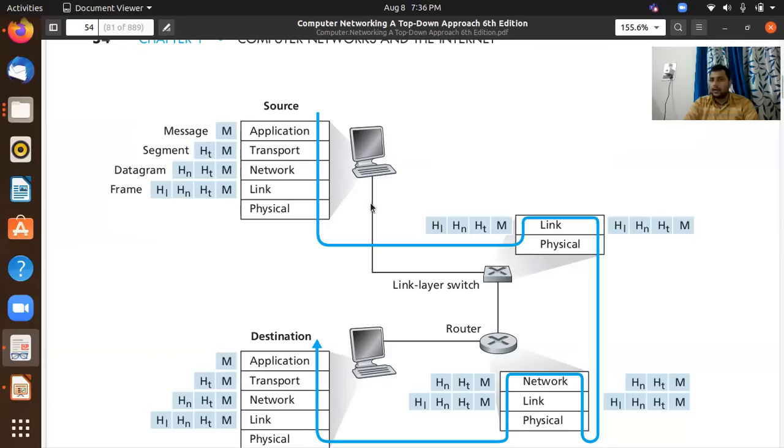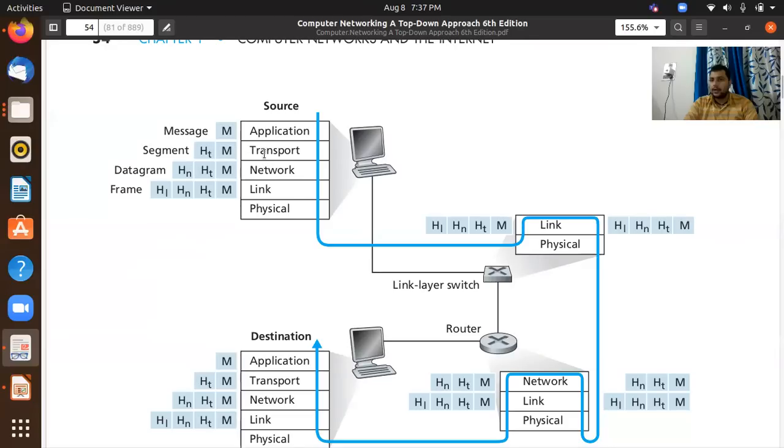So that is one important thing. Here we have generated a message M at the source node. After generating message M, the transport layer will add some header information. This is called encapsulation.